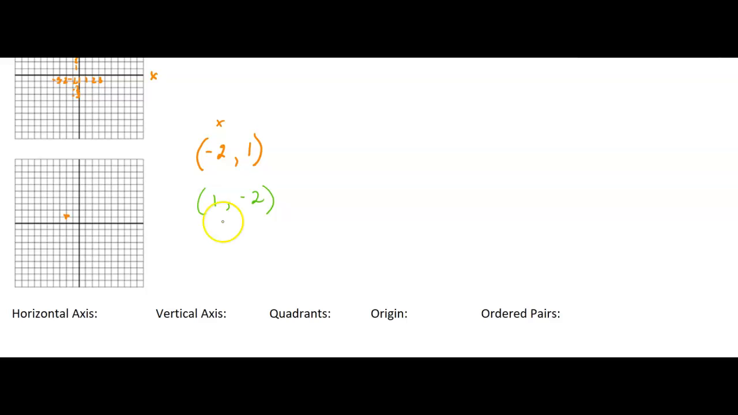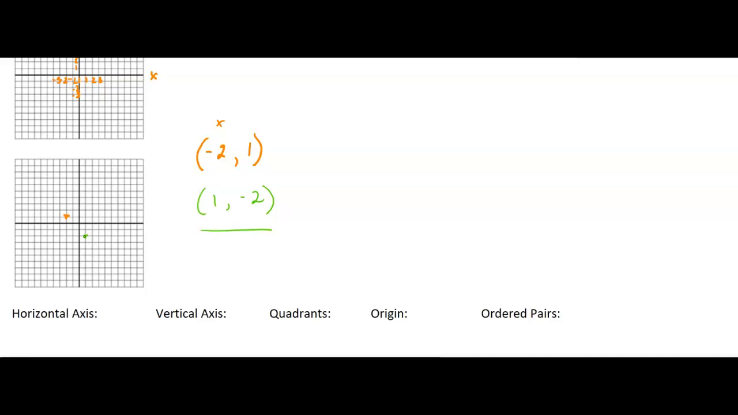Now, if I wanted to graph the other one, I'm graphing points here, or I'm graphing ordered pairs. So an ordered pair is a point on the grid. Okay, so if I want to go 1, -2, that would be right there. Okay, so I have 1 point there, and the green point is in the 4th quadrant, and the orange point is in the 2nd quadrant, if anybody were to ask.